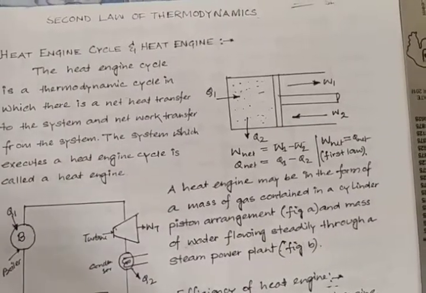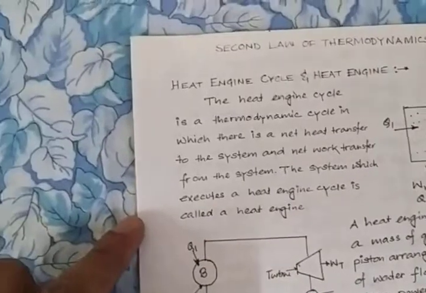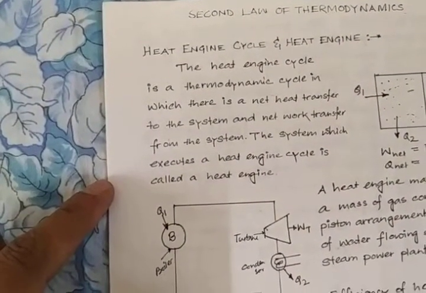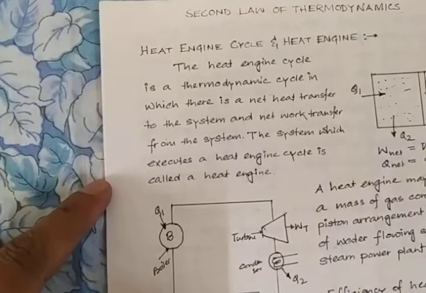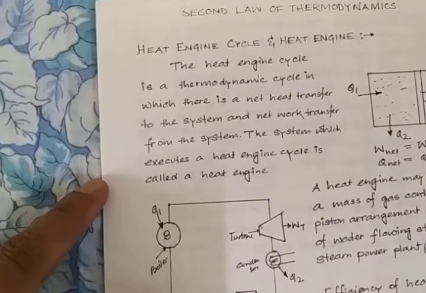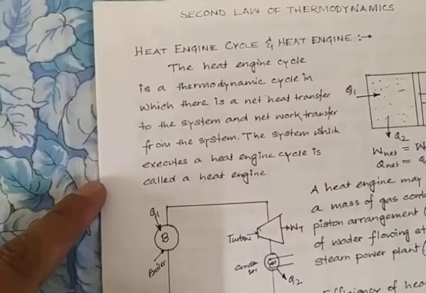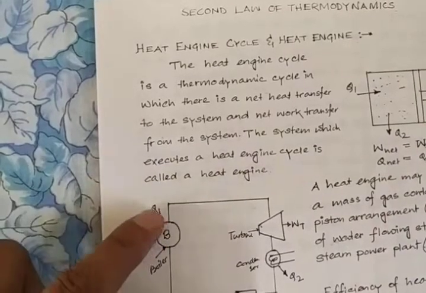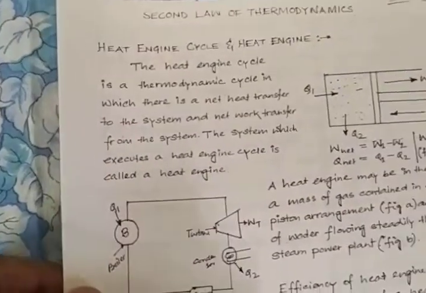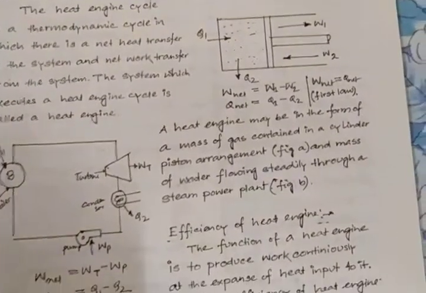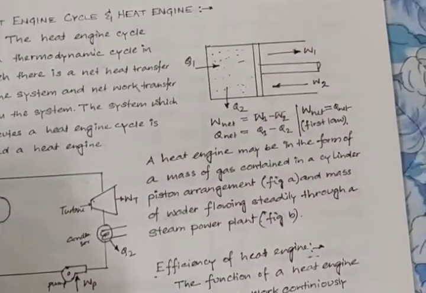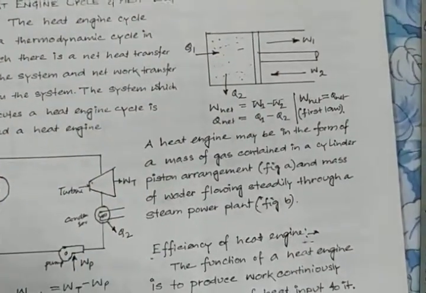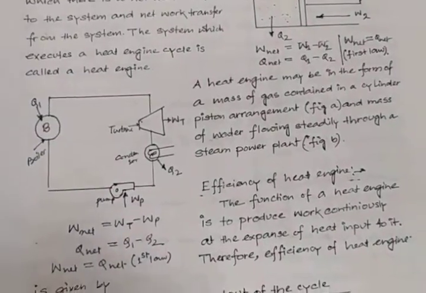The first one is heat engine cycle. A heat engine cycle is the thermodynamic cycle in which there is a net heat transfer to the system and net work transfer from the system. The system which executes a heat engine cycle is called a heat engine. For example, a heat engine may be in the form of mass contained in a piston cylinder arrangement like this, or it may be a steam power plant.